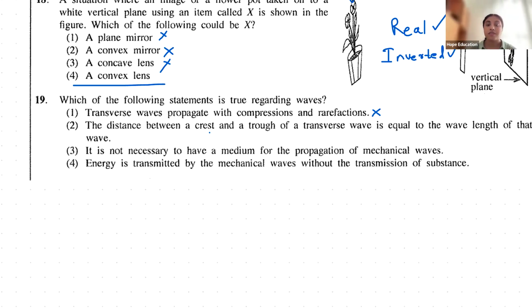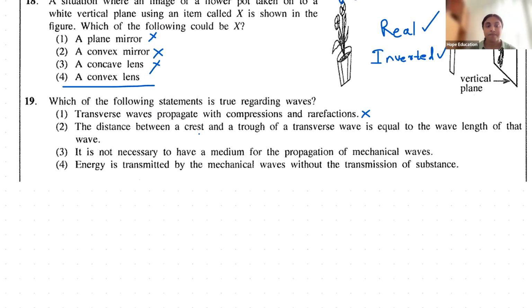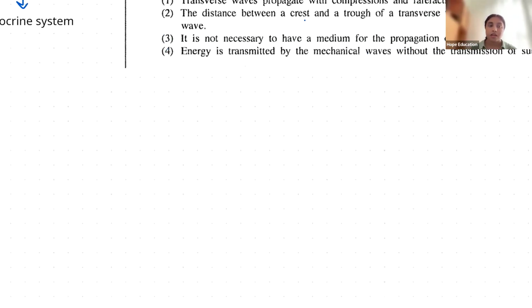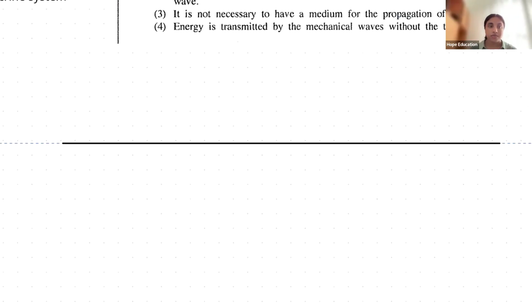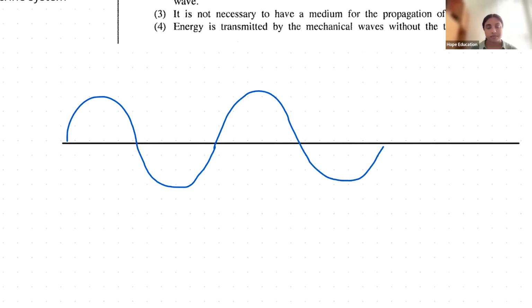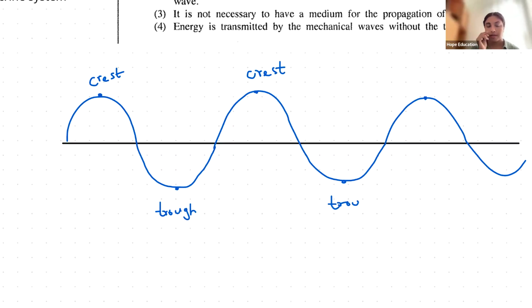Next: the distance between a crest and a trough of a transverse wave is equal to the wavelength of that wave. Let's see. I'm going to draw a transverse wave, roughly. Like this. These points are called crests. This is a crest, this is a crest, and this is also a crest. Lower points are called troughs. This is a trough, this is a trough, and this is also a trough, right?